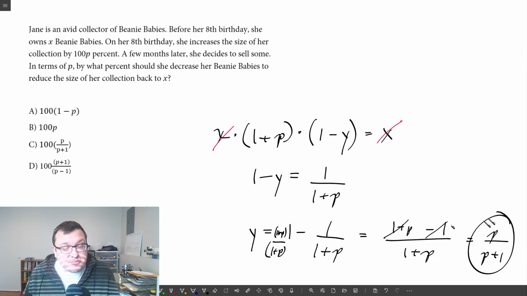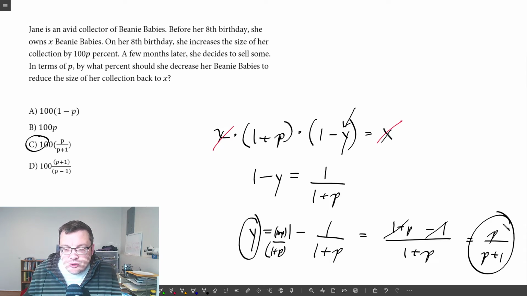So here is the decimal form of the percent. I'd have to multiply this by 100, as we see in choice C, to make that decrease. So this is the y, the percent decrease that we originally had. When we work through the consequences, we find that the decimal form of the percent decrease would be p over p plus 1, which we then multiply by 100 to get back to a percent. And so that is also choice C.